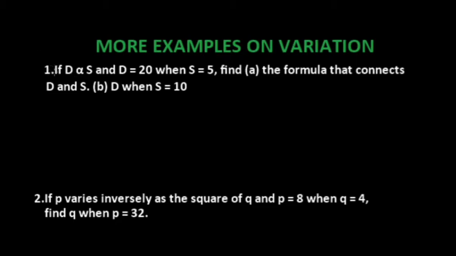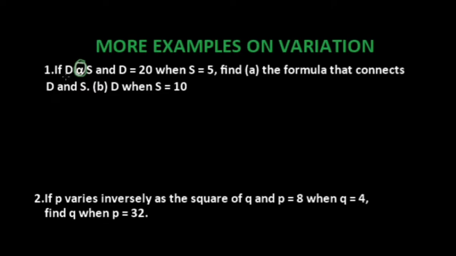Question 1. If D varies directly as S, remember in section 1 we dealt with this sign called the sign of proportionality, and when D is 20, S is 5. Find A, the formula that connects D and S together. We have spoken about the formula that connects. It could be a law, it could be a relationship that connects them together. Then B, find D when S is 10.